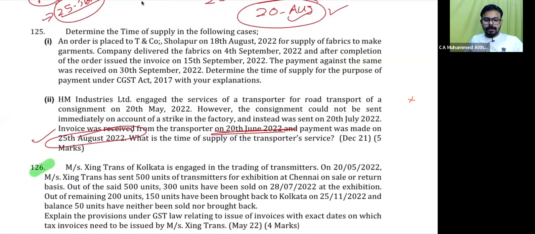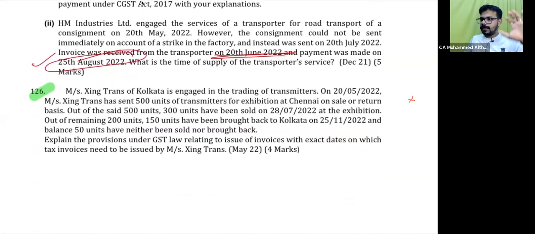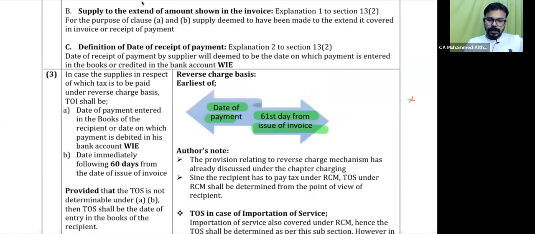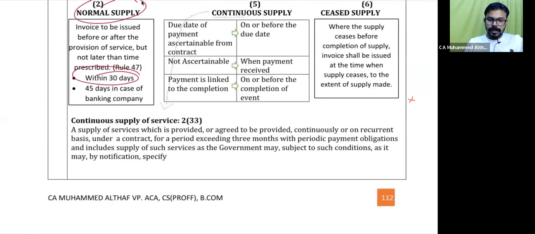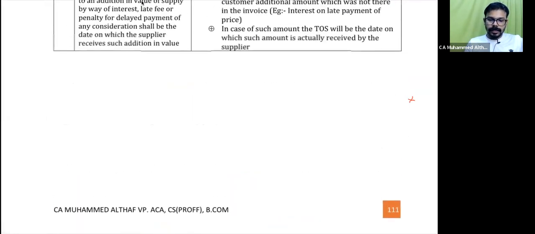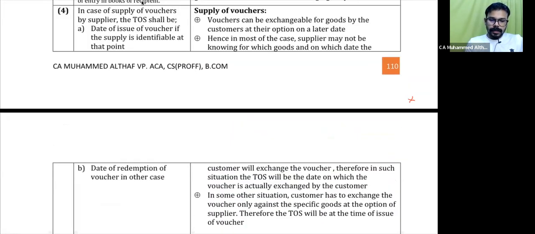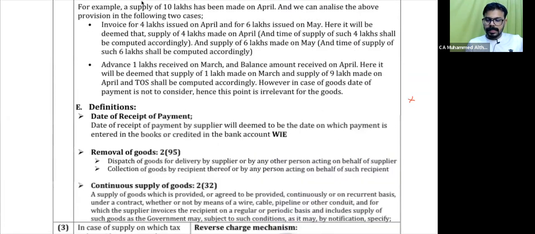So one more question we'll do for today. Then we will be discussing the next class, 126. And before doing this one, you have to know the theory. In case of goods, we have seen the last date, right? Last date in case of normal, continuous, and sale on approval.